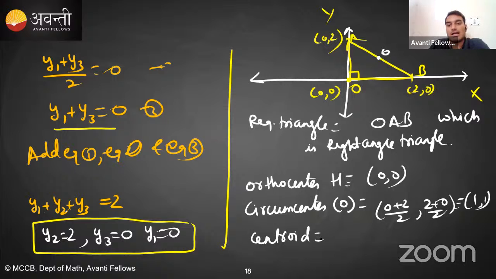सेंट्रोइड तो काफी आसान है, x1 plus x2 plus x3 by 3. So 0 plus 0 plus 2 by 3. So 2 by 3 comma 2 plus 0 plus 0 by 3, 2 by 3. Okay, clear? So now इन सेंटर निकालना है.